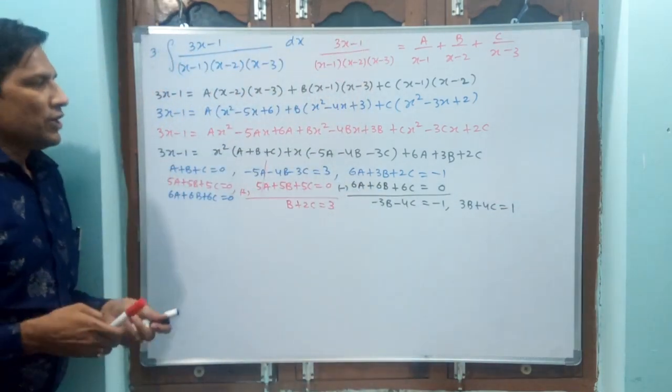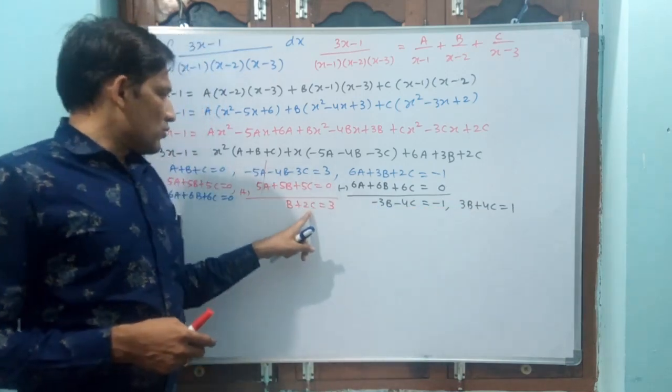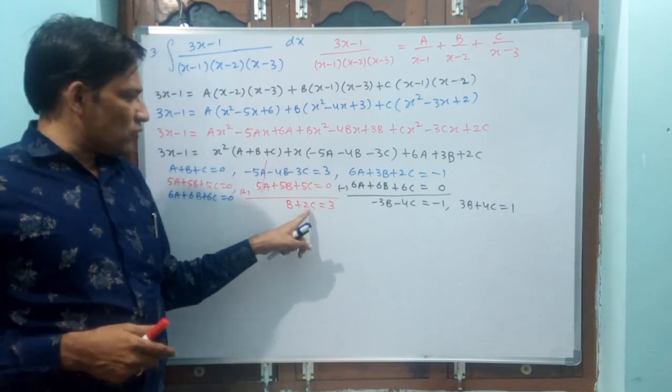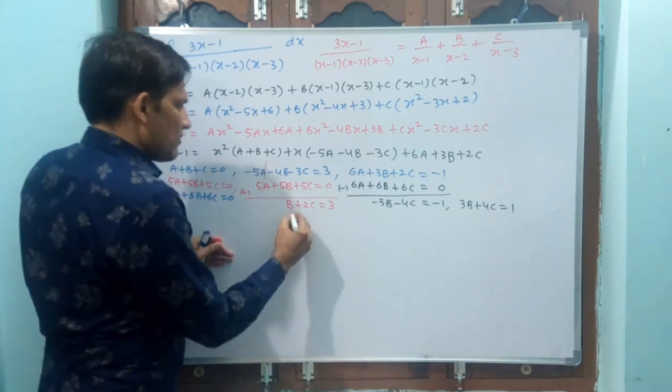Okay, 3b plus 4c is equal to 1. See now you have got 2 equations. Here 2c is there, here 4c is there. If you multiply this with 2 times, then 4c you are going to get again, add or subtract, then you are going to get a desired result. You see what I am doing?